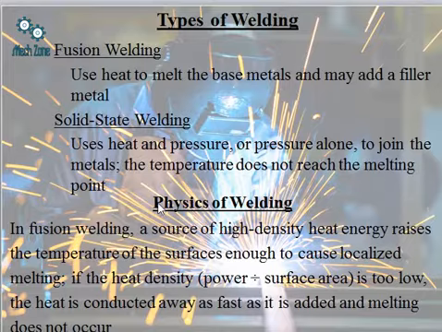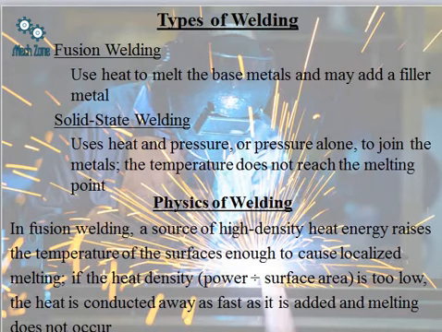What is the actual physics behind fusion welding is that a source of high density heat energy, because heat energy is quite high, we are reaching above the melting point, and the temperature of the surface is enough to cause localized melting, what I discussed earlier, localized coalescence. If the heat density, that is power divided by the surface area, is too low, the heat is conducted away as fast as it is added and melting does not occur.